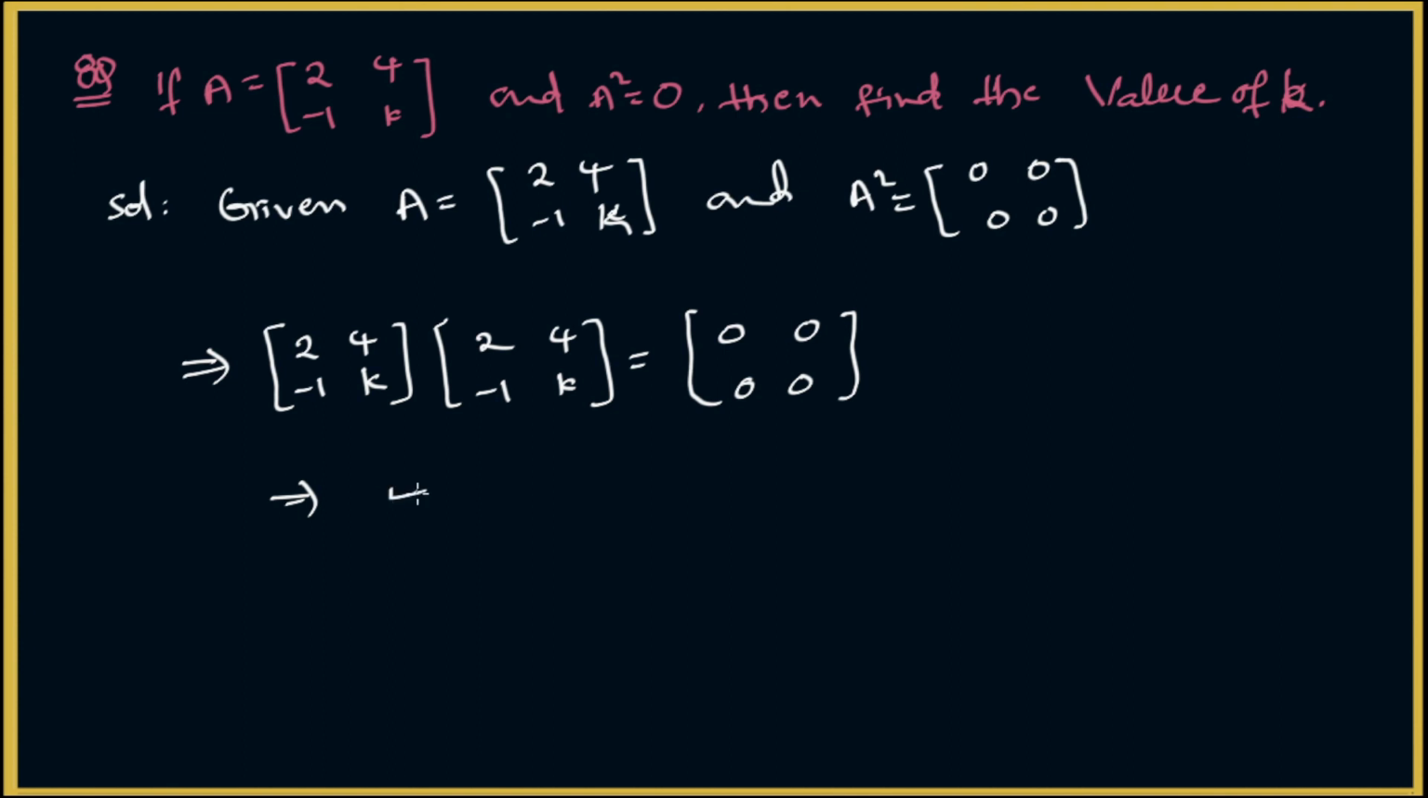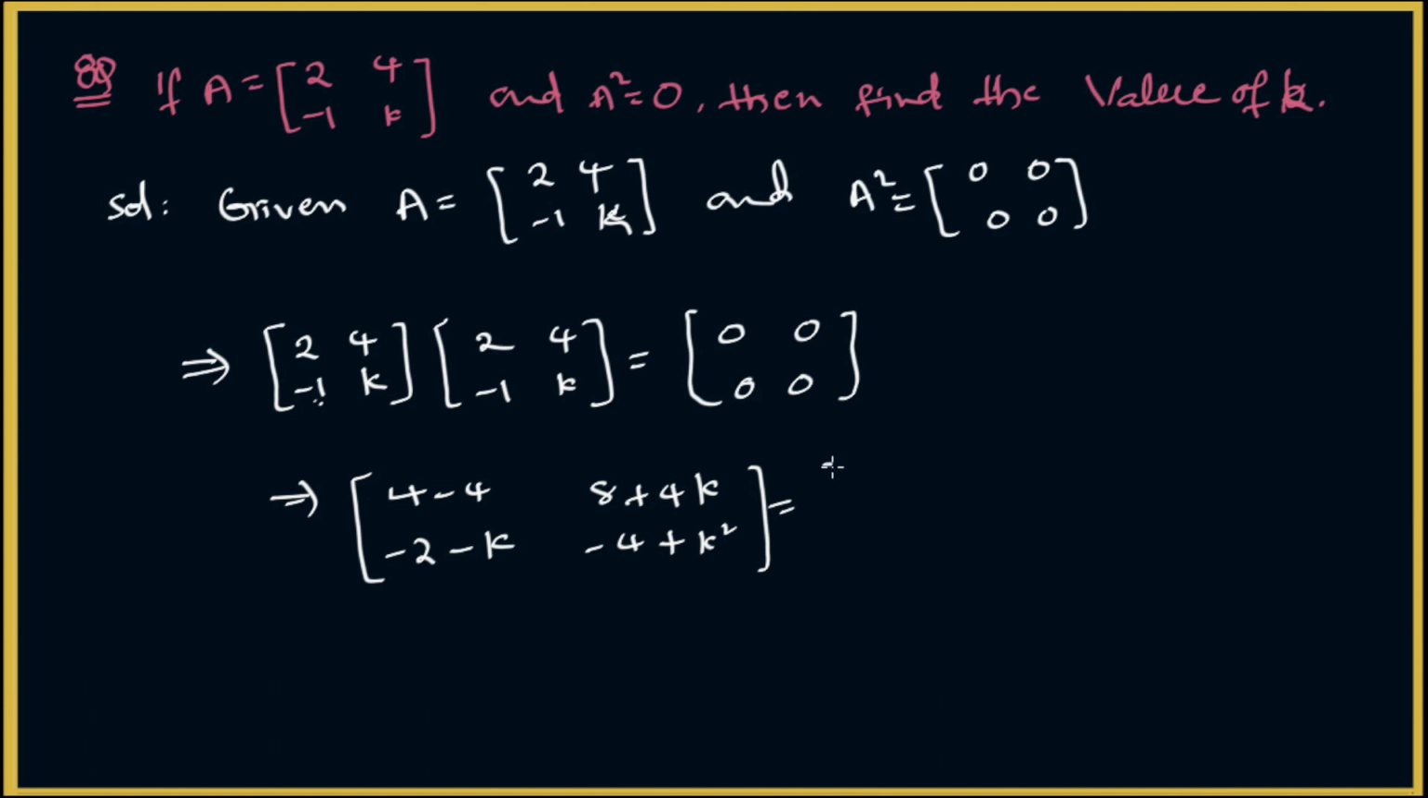What about first row, first column? 2 2s are 4, 4 1s are 4, with minus 1 it is minus 4. Now first row, second column. 2 4s are 8, 4 into k plus 4k. Now multiply with second row. Minus 1 into 2 is minus 2, k 1s are minus k. Next, minus 1 into 4 is minus 4, plus k into k is k square.